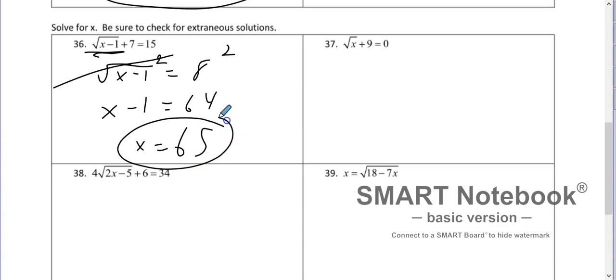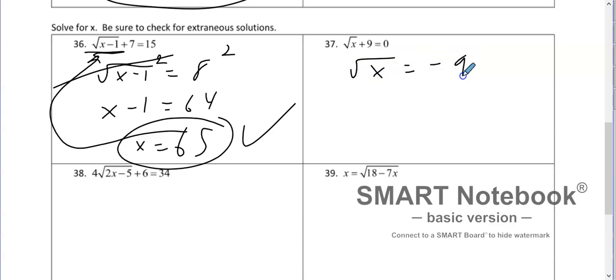I think I'm done, but I need to go up here and check and make sure, real quickly, in my head even. 65 minus 1 is 64. Square root of 64 is 8. 8 plus 7 is 15. Check. I have a good answer. 37 is actually easy because when I move the 9 over, I end up with this. And I cannot say the square root of a number is negative, so therefore it's simply no solution.